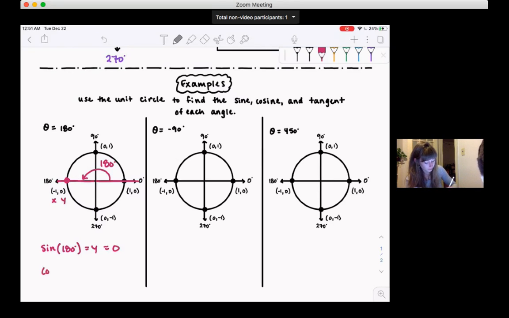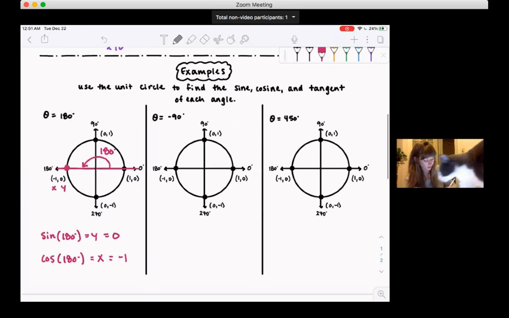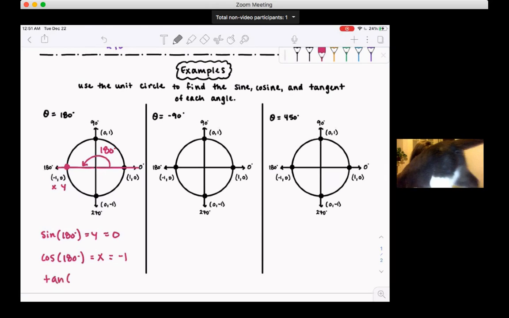For cosine, it's the x-coordinate, and the x-coordinate of that point is -1. So cosine of 180 is -1. And then finally, tangent. Tangent is the y-coordinate divided by the x-coordinate. So that would be 0 divided by -1, which is just 0. So we got 0, -1, and 0 for sine, cosine, and tangent of 180.